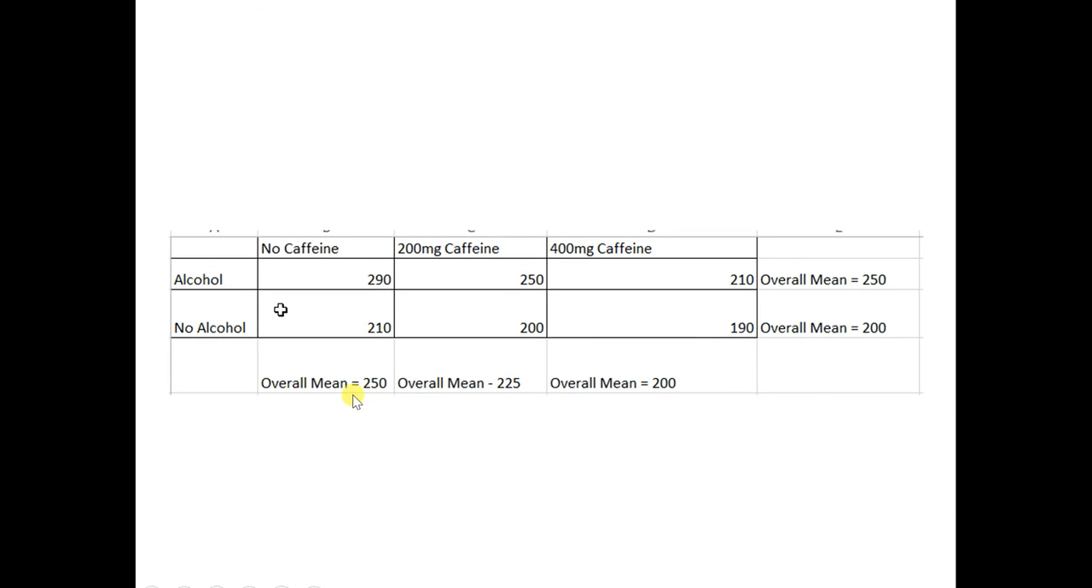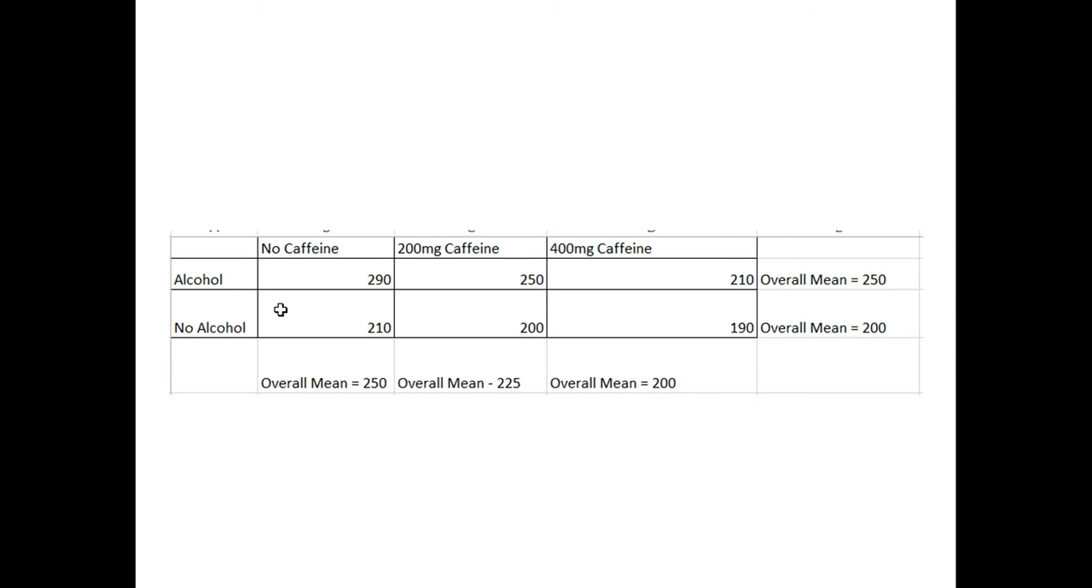So notice, when you're not considering alcohol at all, we still see a decrease in reaction time when you get caffeine. Now let's look over here at 400 milligrams of caffeine. We can average across these two to look at the effect of 400 milligrams of caffeine regardless of alcohol. So 210 plus 190 is 400, divided by 2 is 200. So when we don't take alcohol into account, we see that caffeine speeds you up the more of it you get. You get no caffeine, you're at 250. 200 milligrams of caffeine speeds you up some more, and 400 speeds you up even more than that.